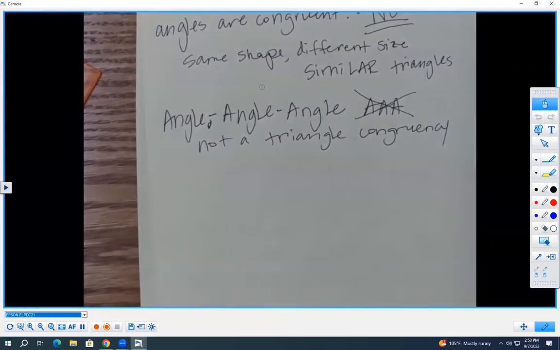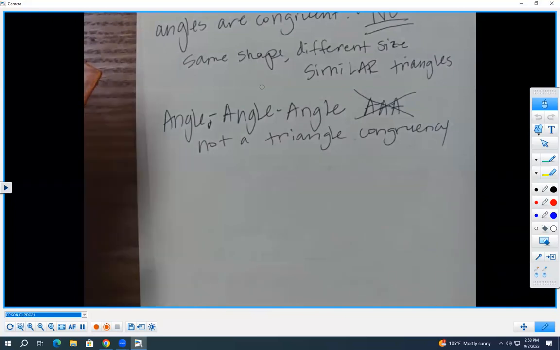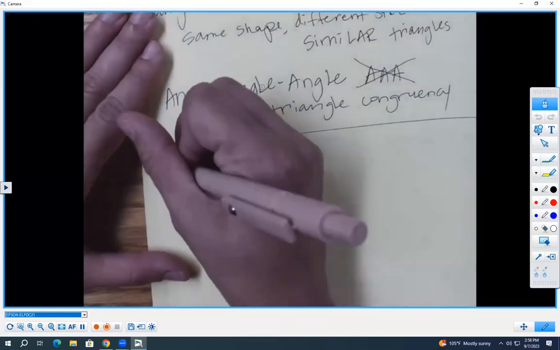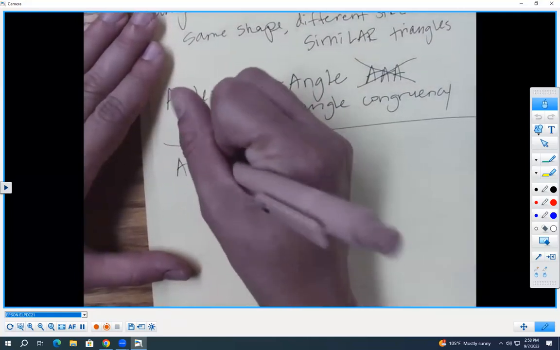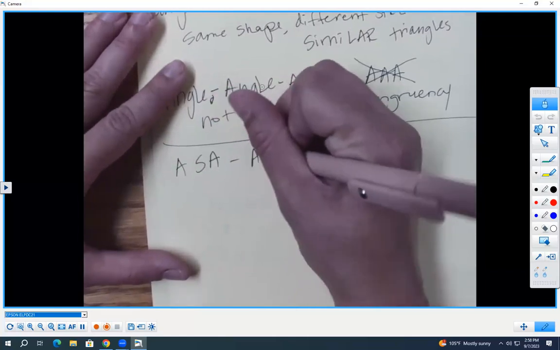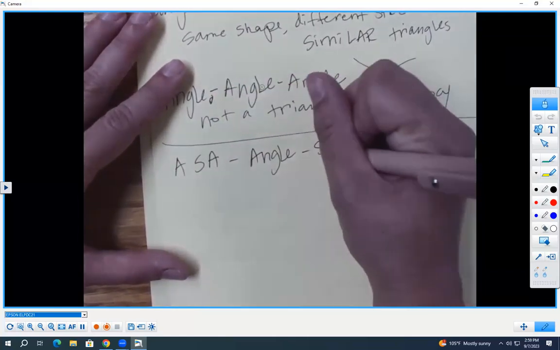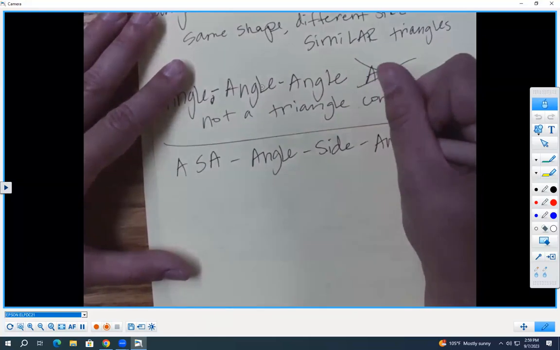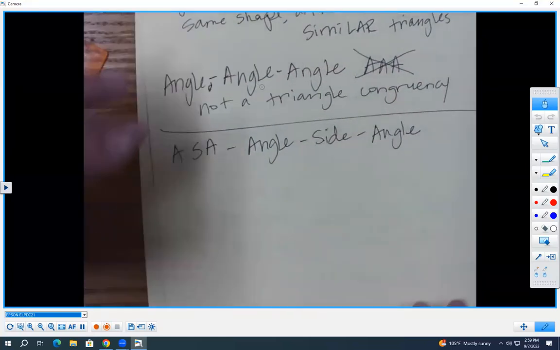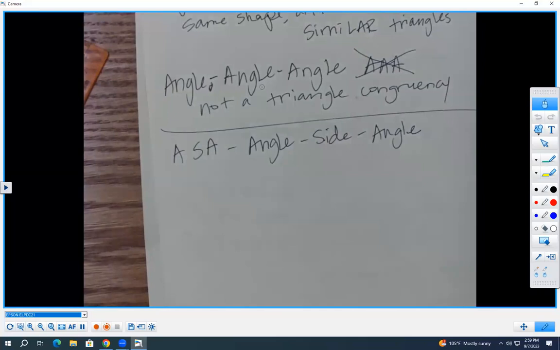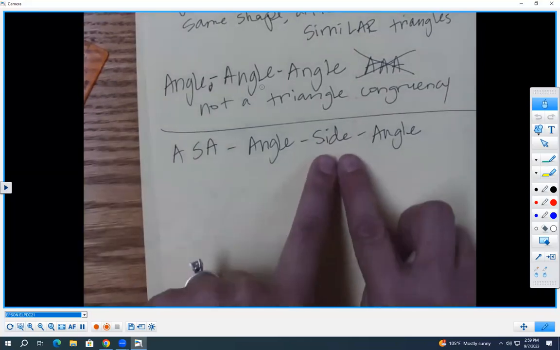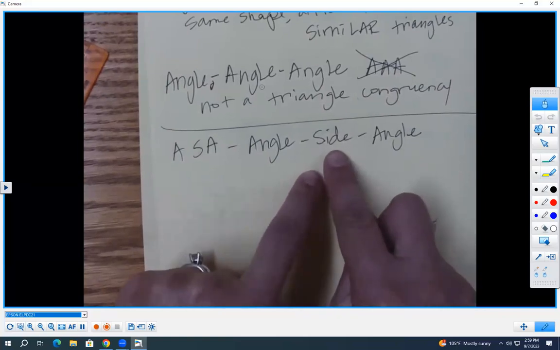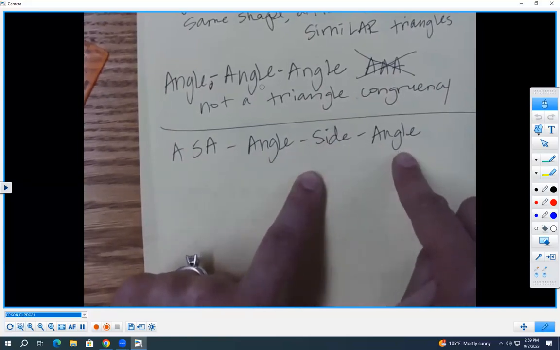Do you remember ones that are triangle congruencies? Side, angle... ASA? Yes, ASA. So the next one is ASA. Angle, side, angle. And this specifically talks about the side in between 2 angles.